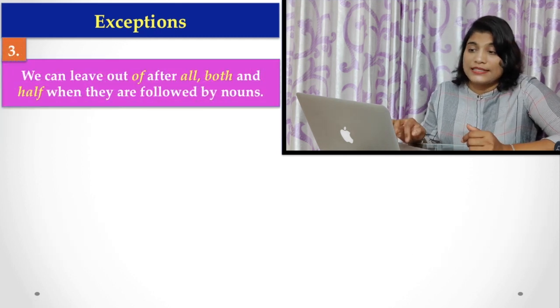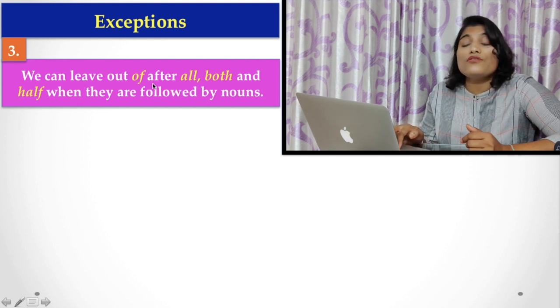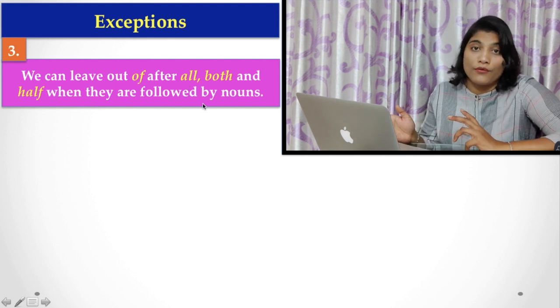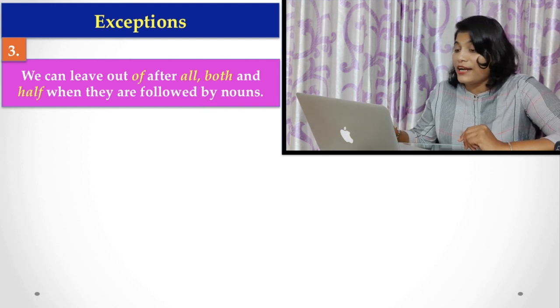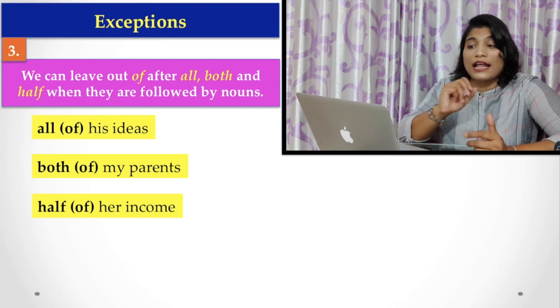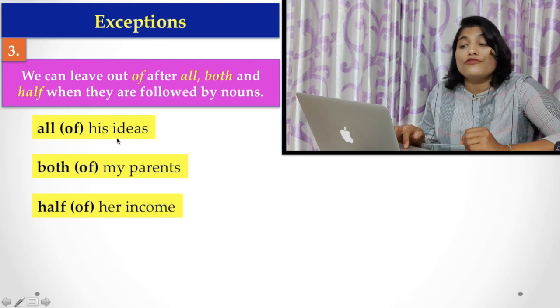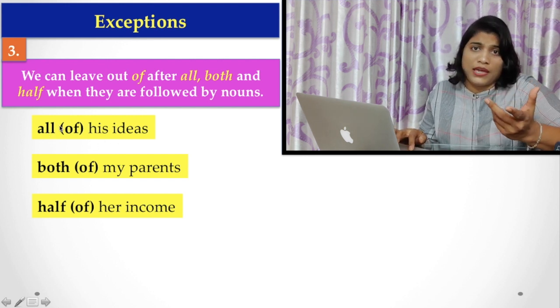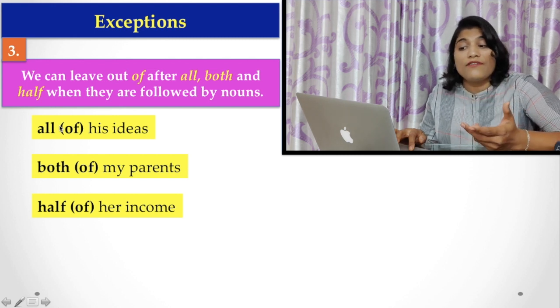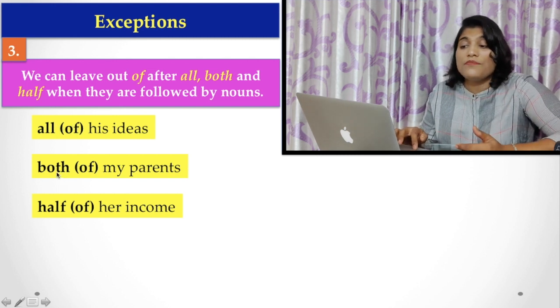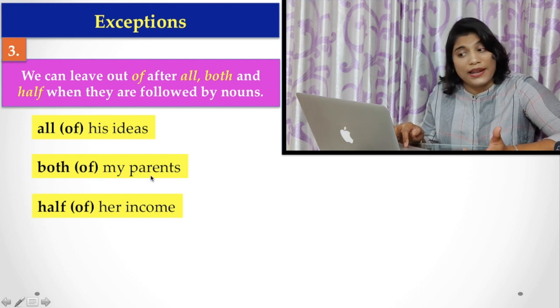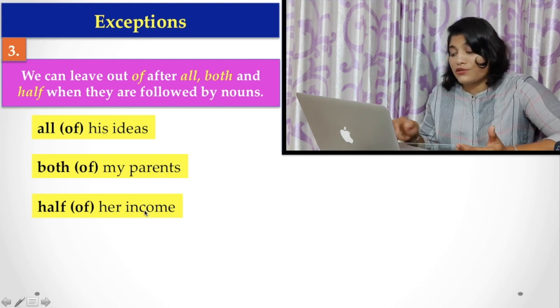Now, the third exception is that we have to leave out "of" after a few determiners, for example, all, both, and half, when they are followed by a noun. This is very important, and you have to know that. If you notice the examples, you will understand. "All his ideas": if "all" is used with a noun, you may or may not use the preposition "of". Similarly, "both of my parents" or "both my parents", both are correct. "Half of her income" or "half her income" is also correct.